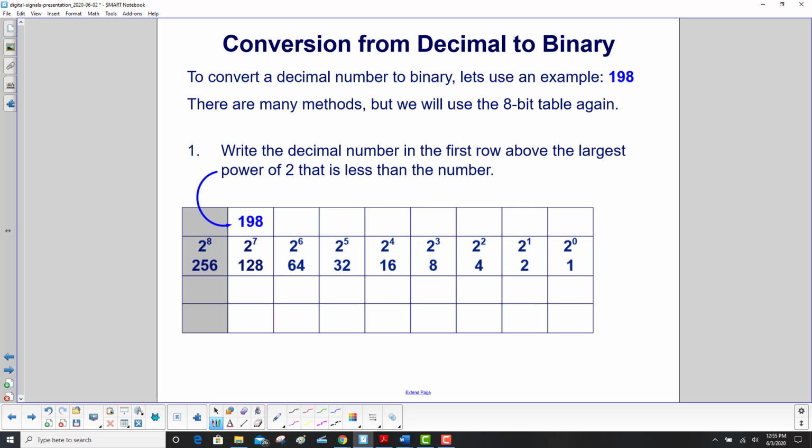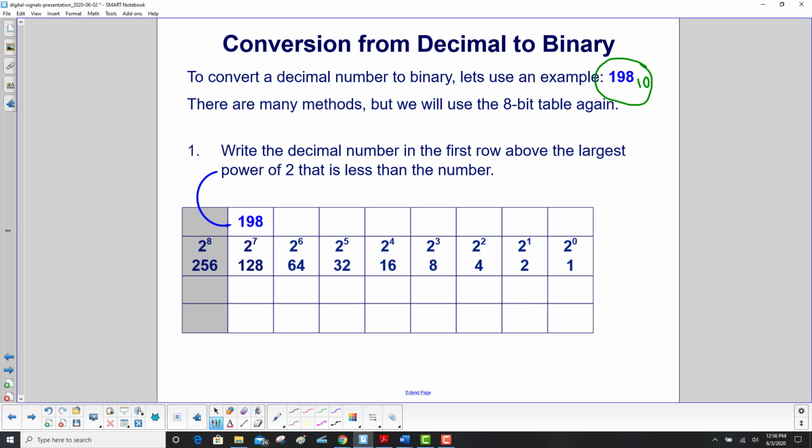Decimal to binary. So let's take a decimal number here, 198, and you know it's not binary because it has numbers other than 0 and 1. And also there's no 2 at the bottom. Actually, if we want to be complete, you could put a 10 at the bottom to show base 10, but since everybody uses it, we don't bother. There's other ways to do it, but we're going to use the 8-bit table again.